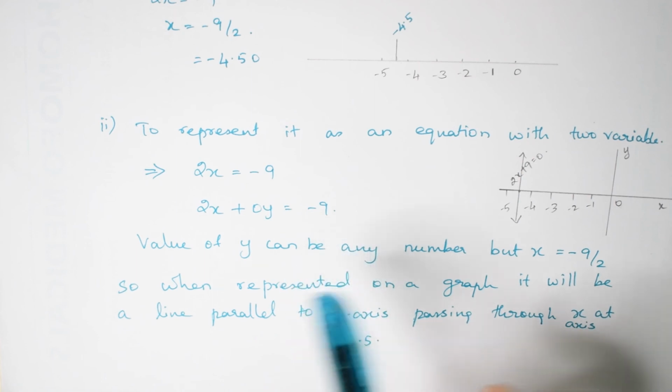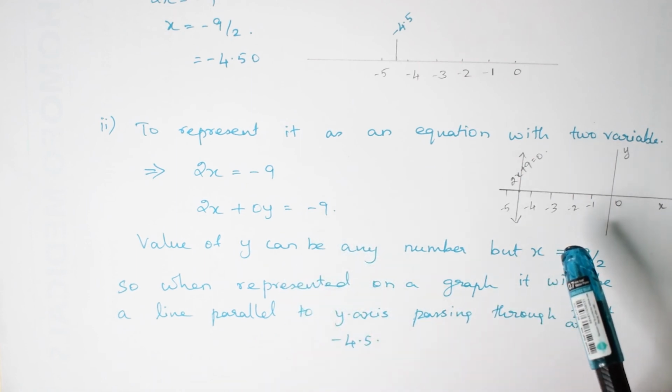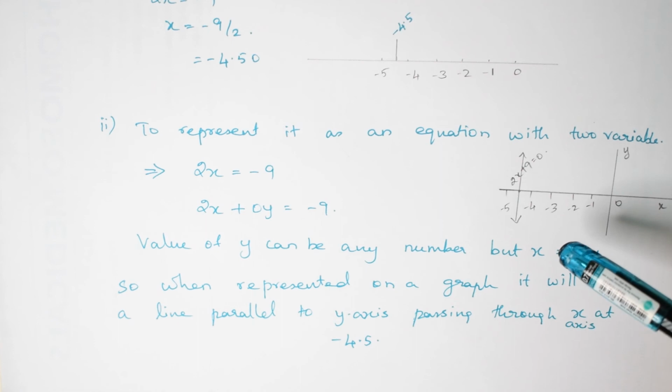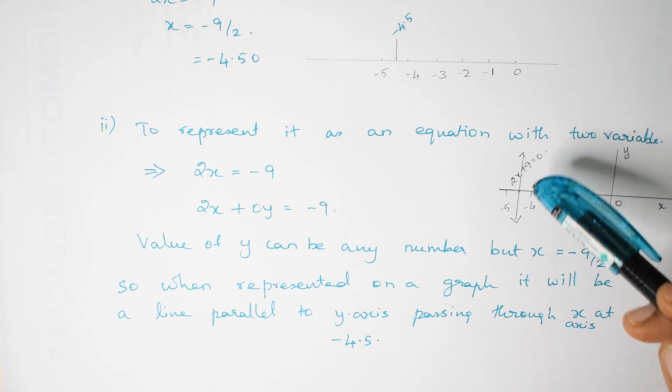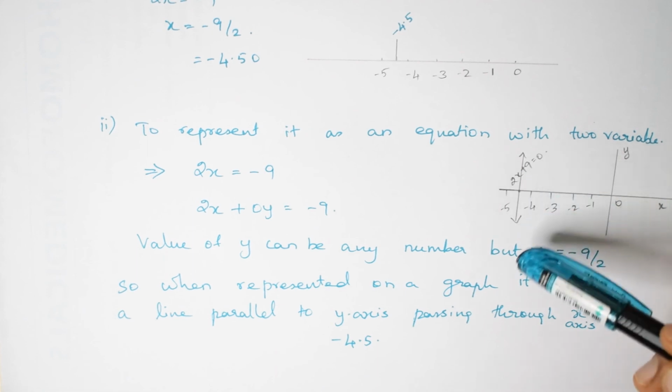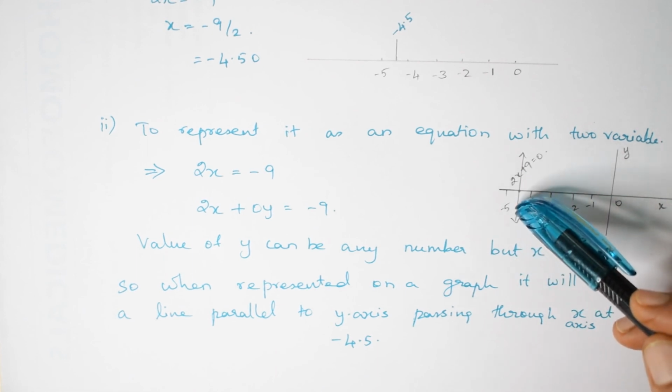When I introduce it and draw it on a graph, I can see that the value of x always remains constant, minus 9 by 2 or minus 4.5. But the values of y will change accordingly, and so we can see that the line is parallel to the y-axis and it will pass through minus 4.5.